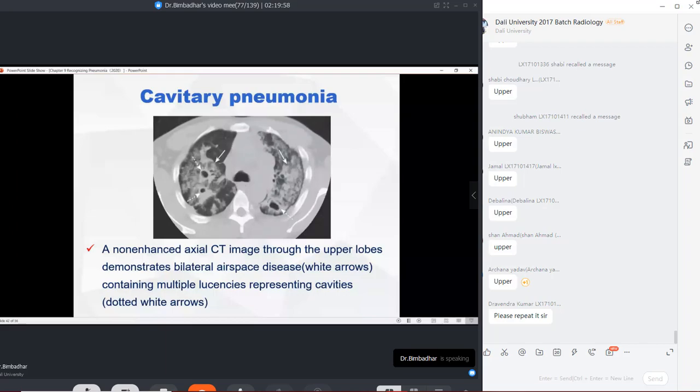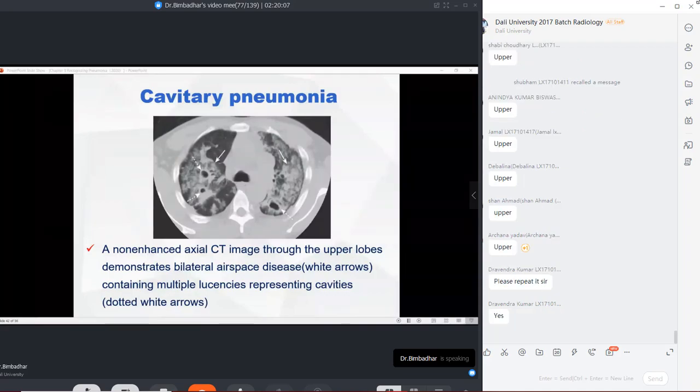So is this clear now, Ravendra? First a Ghon focus is seen, then it might be calcified, or, because of the reactivation or overexposure to the bacillus, it will start to destroy the alveoli and compress the interstitium, which will eventually form a cavity. So it will be spreading from one place to another, and that is how the disease is progressing.